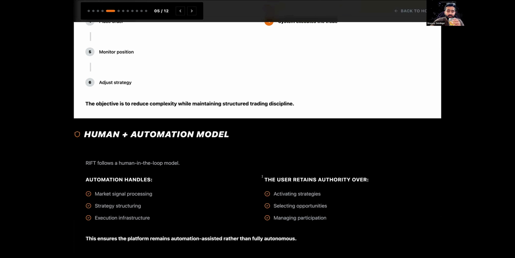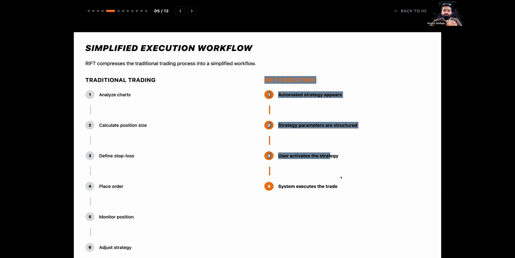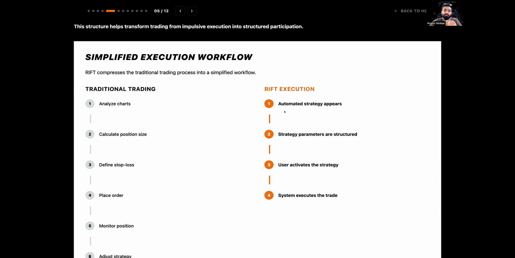That is it. So it is a human plus automation model. The execution that we were discussing is the human model. This is not the automation model. The automation model is very, very simple. You just put money and leave it, it makes you money. The human model is so seamless that it shows you strategies, you activate the strategy, you make money. The system executes the trade, and the system closes the trade for you also. You don't have to manage the exit for your trades. Human trading is also automated.